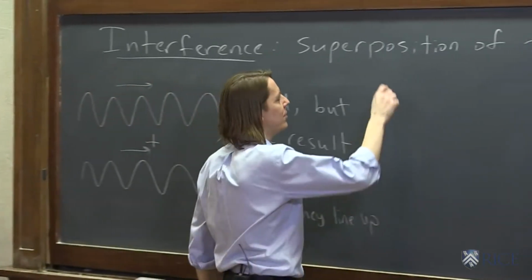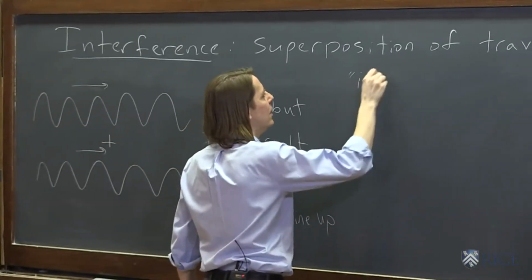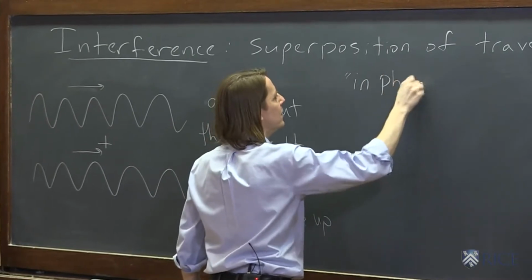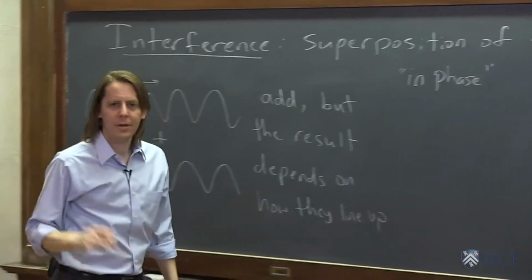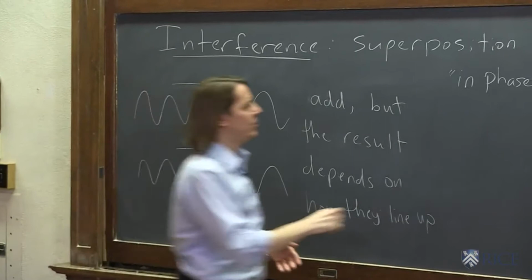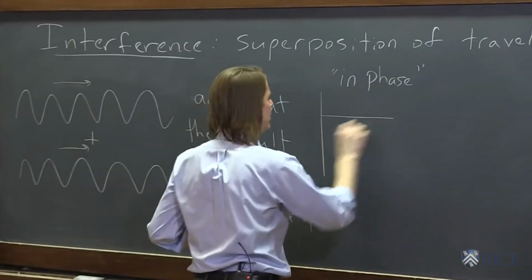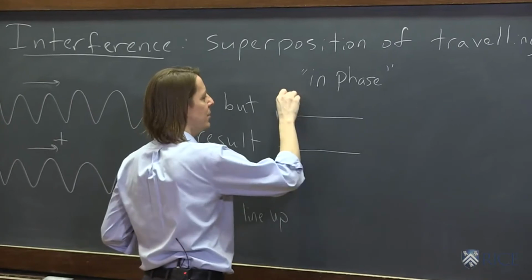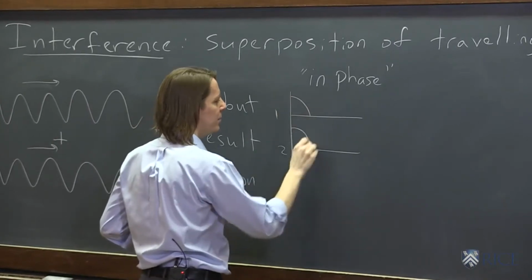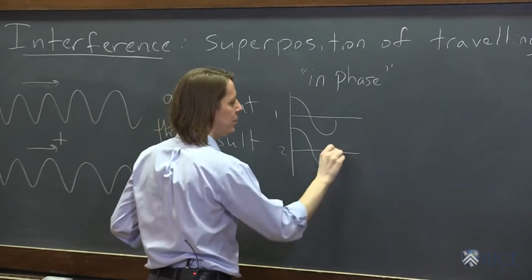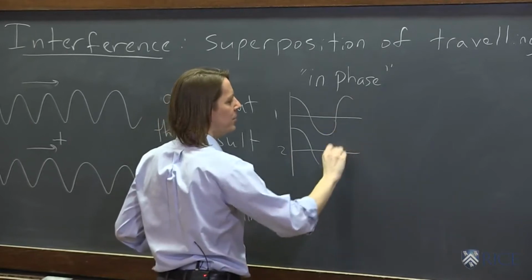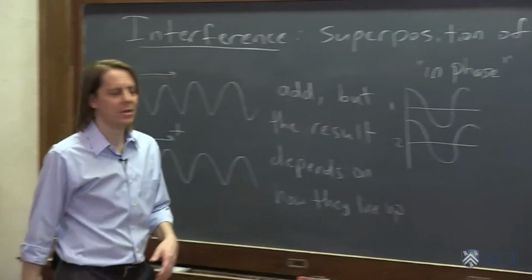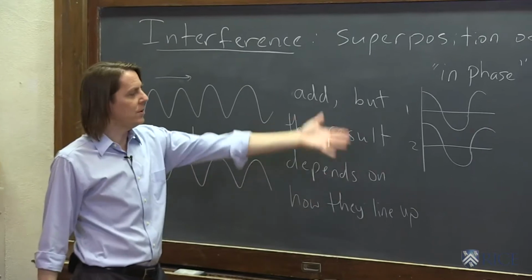So one way to think about it is if they are what we call in phase. If they're in phase, that means where one of them goes up, the other one goes up. So if we label them 1 and 2, then when 1 is positive, 2 is positive. And when 1 goes negative, 2 goes negative. 1 goes back positive, 2 goes back positive. Well, if you add those two, you can see what's going to happen.